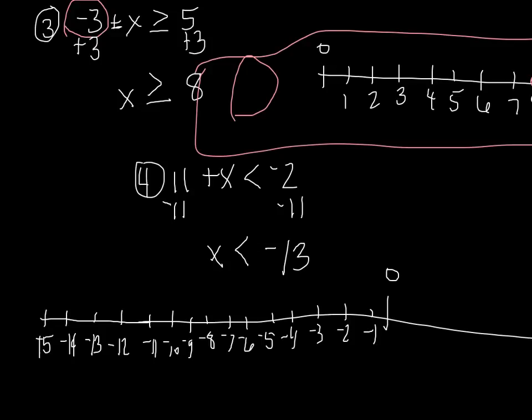Okay, so now I know I have to look and see, is it going to be an open circle or a closed circle? If I look, I don't have an equal sign in my problem, so it's going to be open. So I have to put an open circle around negative 13. X is less than negative 13. Less than, go to the left. And there is our answer.